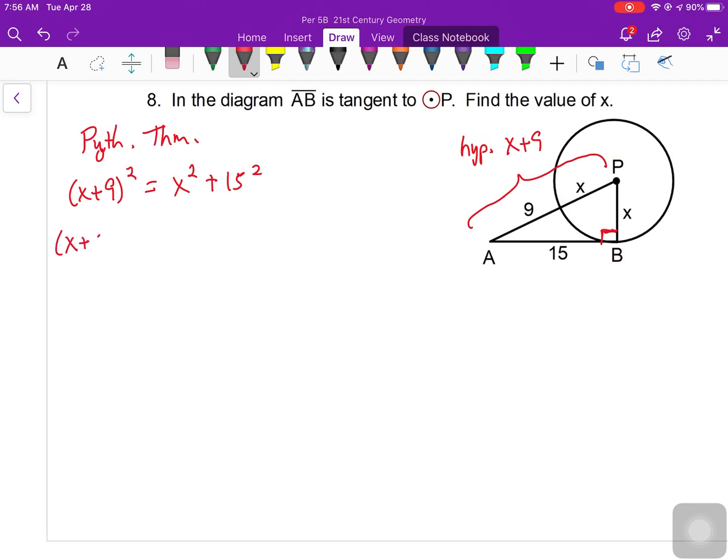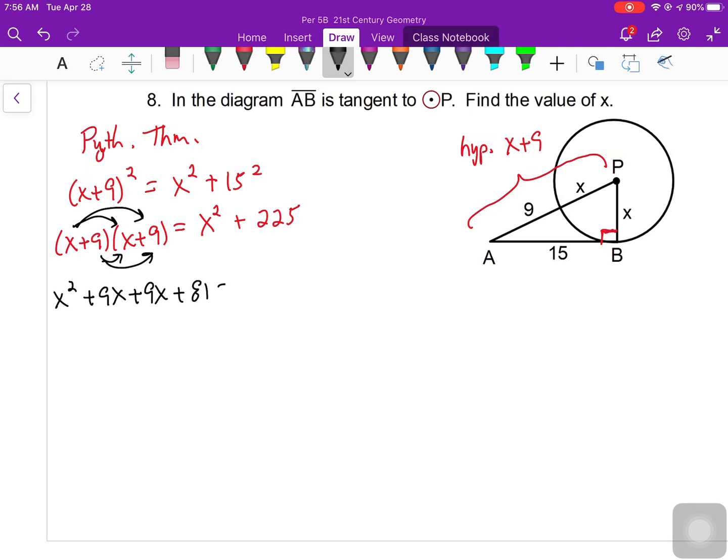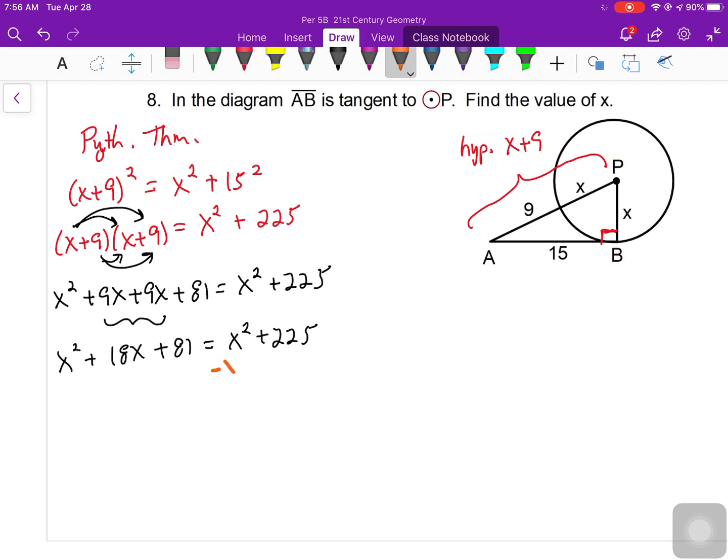Now, we reviewed how to square x plus 9. It really means x plus 9 times x plus 9. On the other side, 15 squared is 225. When we do the algebra, we do first x times x is x squared. Outsides, that's 9x. Insides is another 9x. And last is 81. We'll collect these two like terms. So we have x squared plus 18x plus 81 equals x squared plus 225.